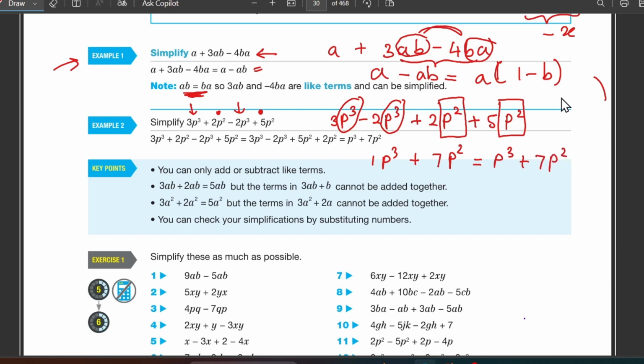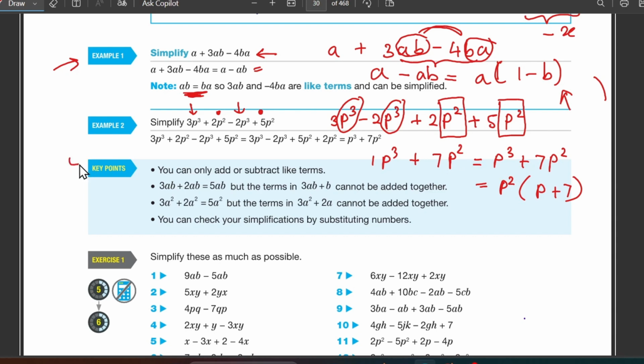Also, as in the previous one, we have a common factor here, p squared. We can take that out. P plus 7 is inside the bracket. Okay. Now this is simplified.